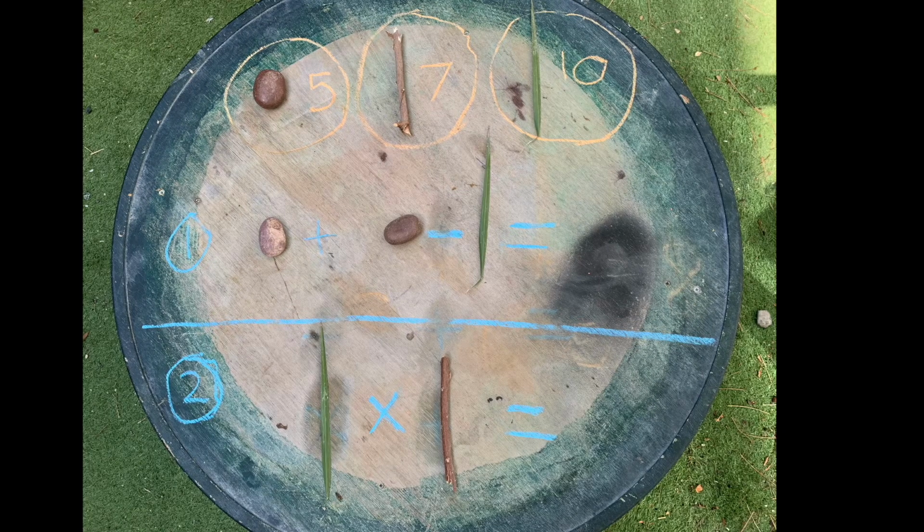Algebra can involve different operations. It doesn't just have to be adding. Here we've got some adding and subtraction in question number 1, and in question number 2 we've even got some multiplication. Now the value of my items is still the same. The rock is 5, the stick is 7, and the leaf is 10. Have a little go at both question number 1 and question number 2 now.